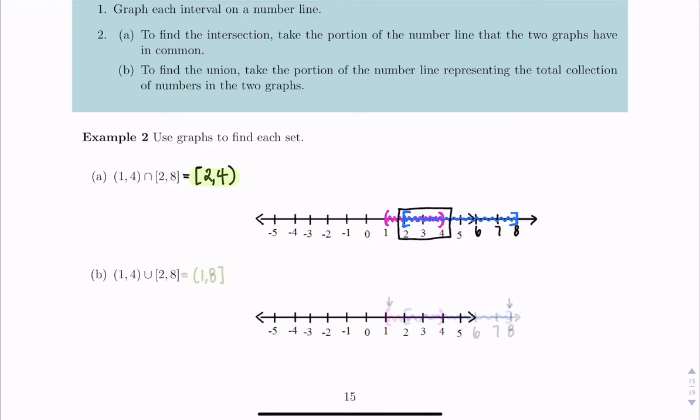Now go ahead and pause the video and try 2B for yourself. Alright, so let's do the exact same thing, except now we're looking at the union. So let's redraw this graph a little bit. I'm going to extend my graph out just a tad, so I can take into account 6, 7, and 8.